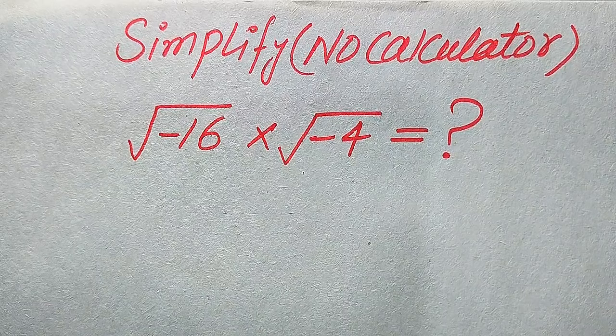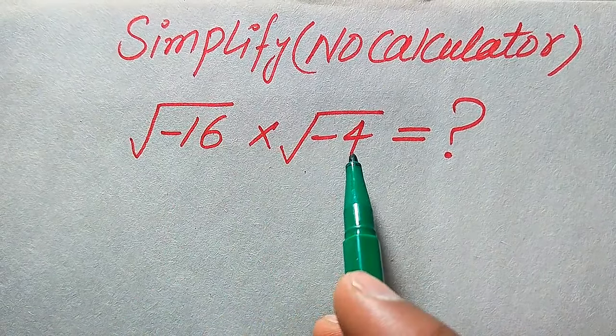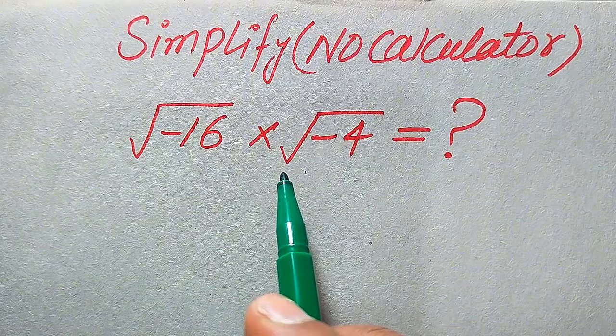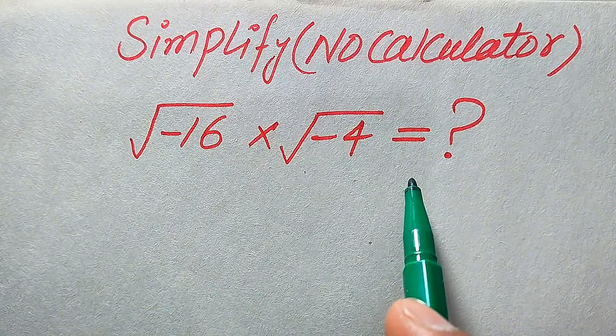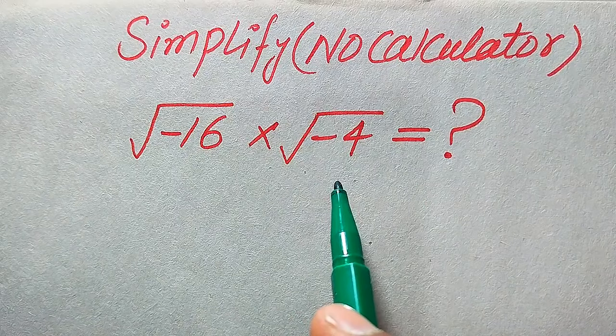So if we have the square root of minus 16 multiplied by the square root of minus 4, we write this algebraic expression into the simplified form, or in other words, we write this into the lowest form.